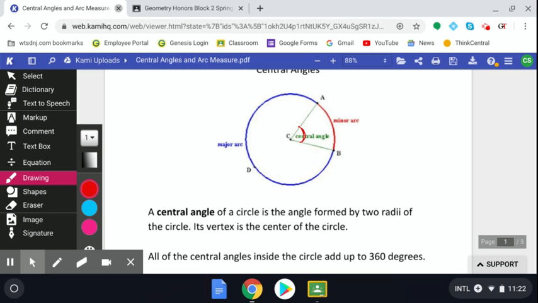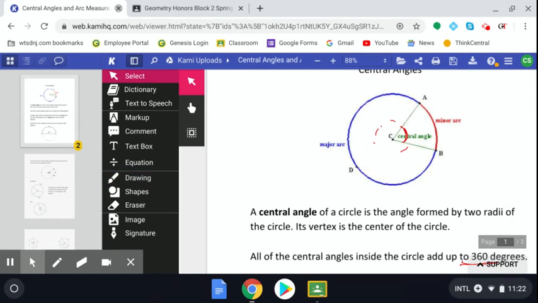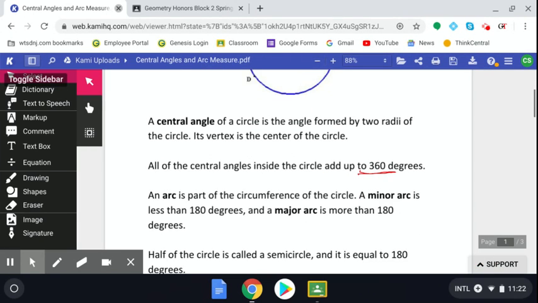All of the central angles inside of the circle add up to 360. So if you add up all around, all the central angles will equal 360. Okay. An arc is part of the circumference of the circle.